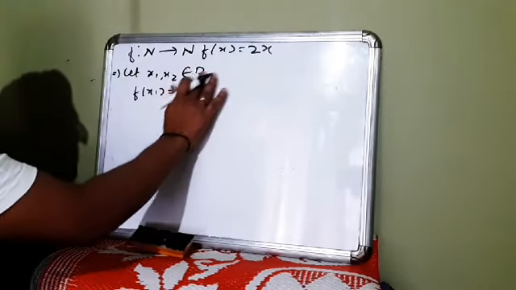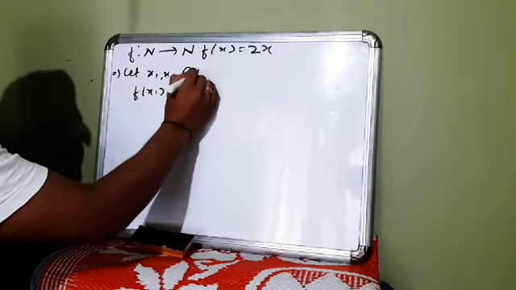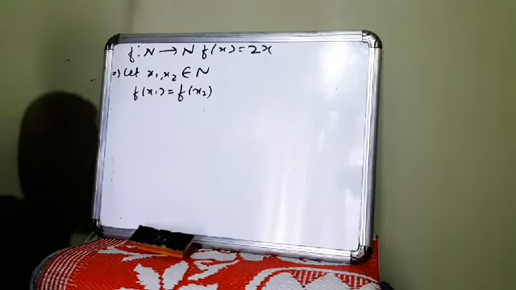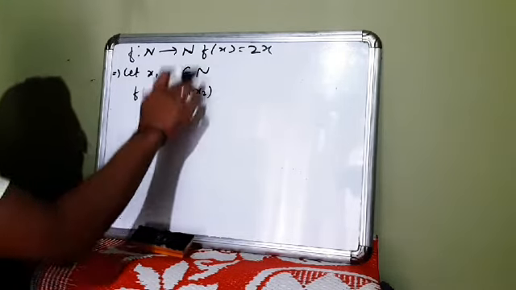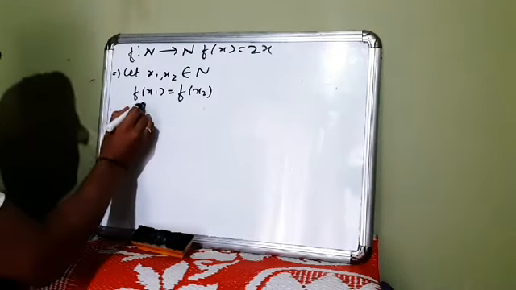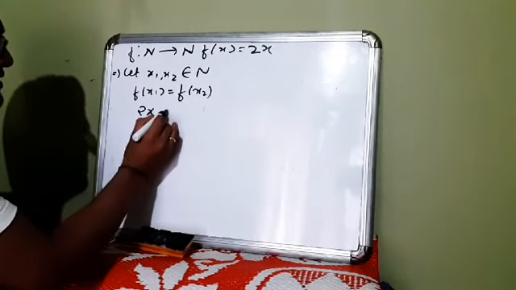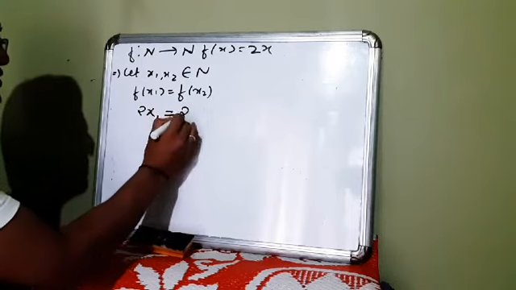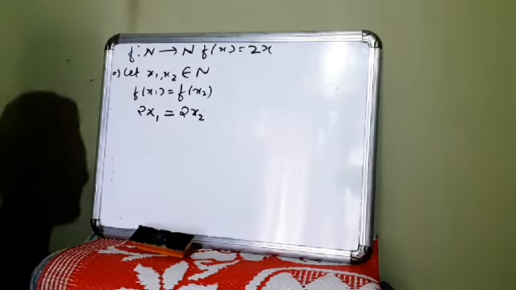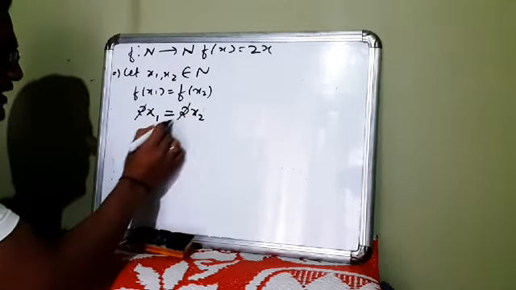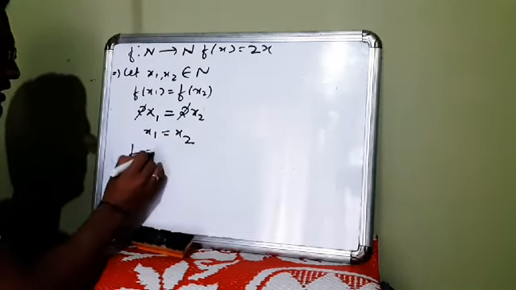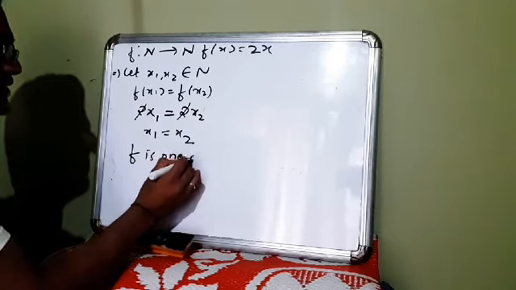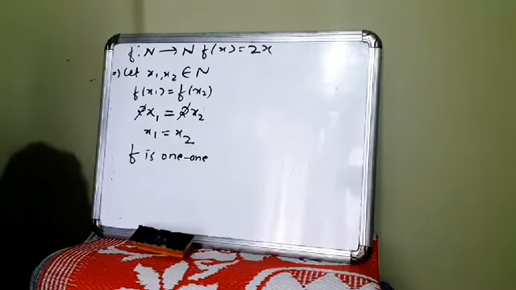So again here take two elements x1, x2 belonging to the domain N. So therefore f of x1 is equals to f of x2. What is f of x? 2x. Then f of x1 is 2x1. What is f of x2? 2x2. Again by left cancellation law, 2 gets cancelled, we have x1 is equals to x2. Therefore f is 1-1. So one part we have done.